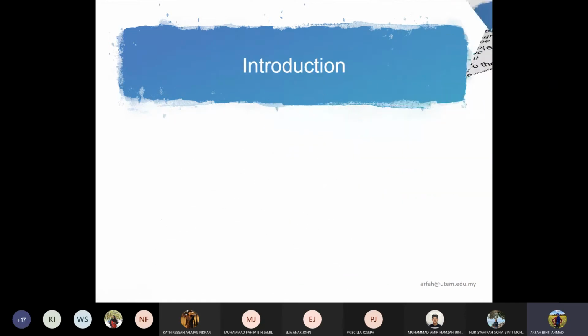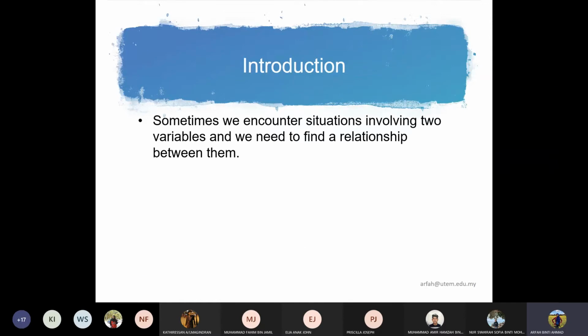So for the introduction, sometimes we encounter situation involving two variables that we need to find a relationship between them. Quite often in our real life, we are going to see apakah hubungan, for example, between salesperson and also the car that they are selling. What is the relationship between study time and grade achieved in the final examination? So itu contohnya. What is the relationship between, for example, money earned and also the workload that you have at your working place.